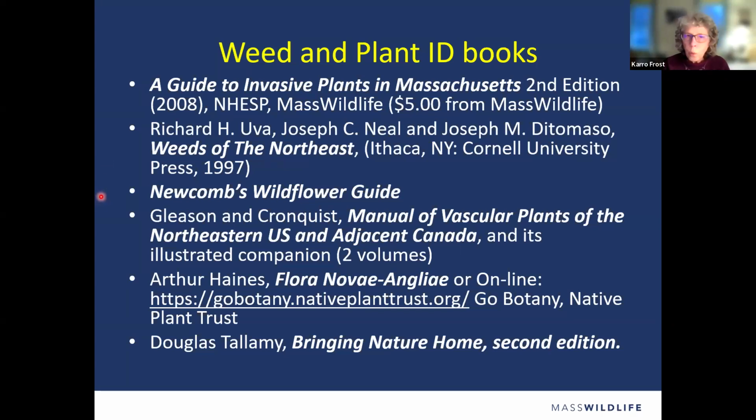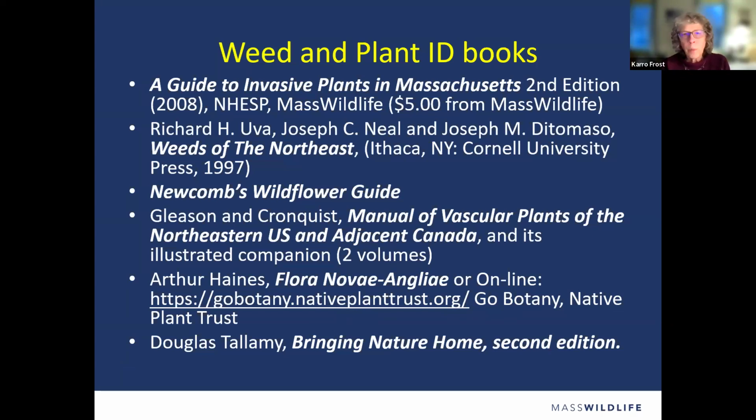Newcomb's is an old wildflower guide, a good oldie but goodie. Easy to use, I've always found it. Both Gleason and Cronquist's Manual of Vascular Plants and Arthur Haines' Flora Novae Angliae are pretty dense. If you're not a botanist, you may have a hard time using them, but you might try the Go Botany website, produced by Native Plant Trust. They use Arthur Haines' keys in there, but it has lots of pictures, so you can go through and figure out some of the plants from the pictures.